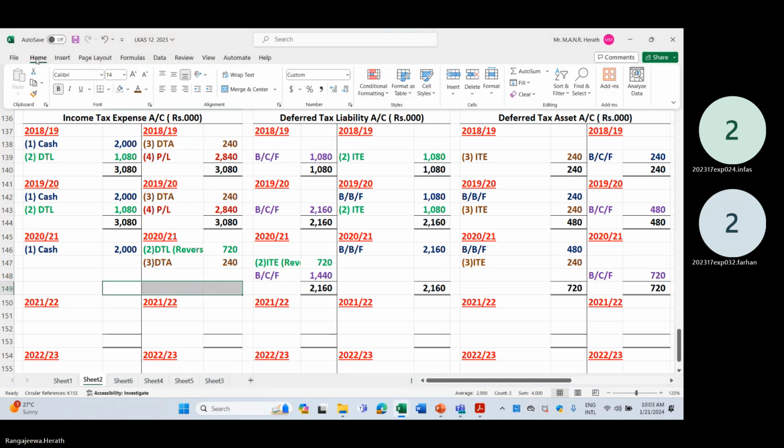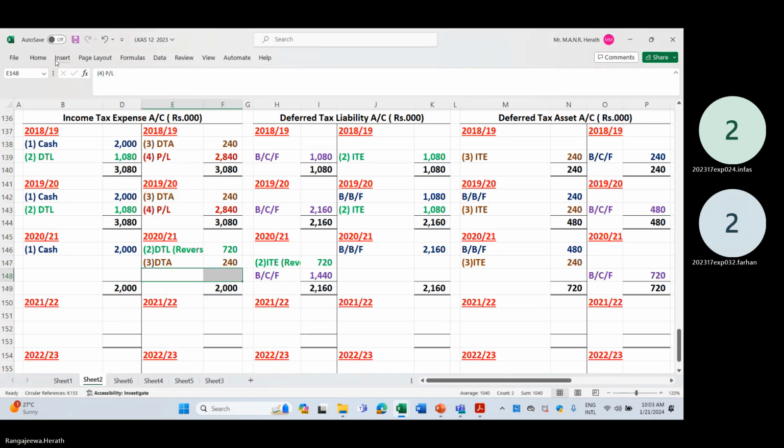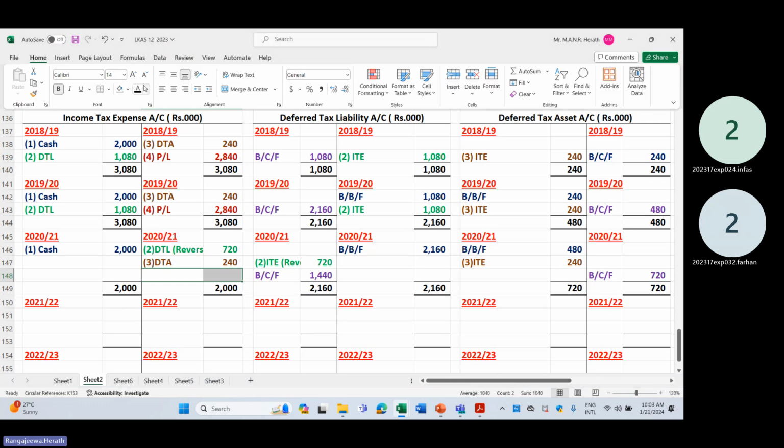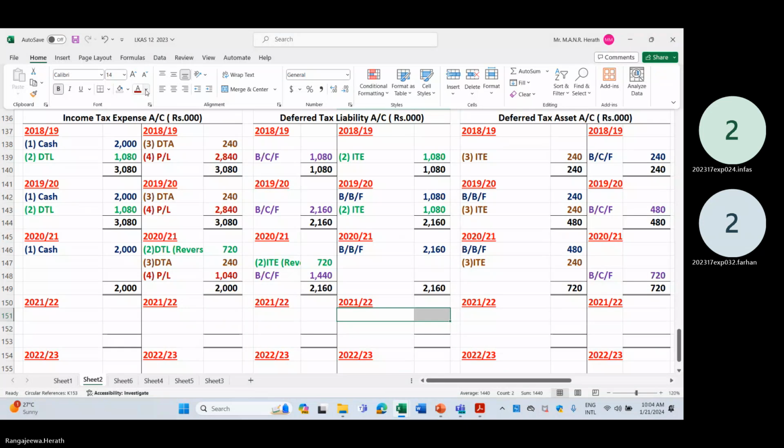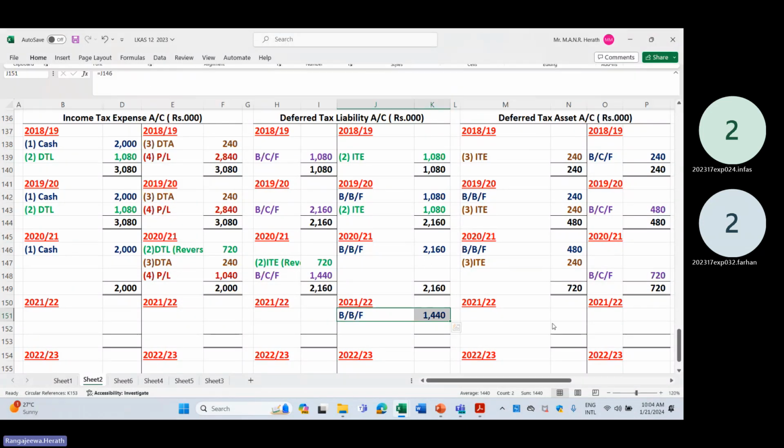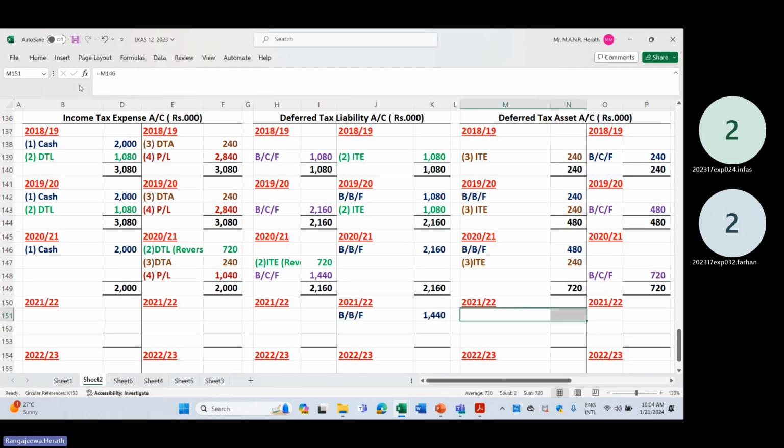So overall the charge to P&L is a much lesser amount, 1040. The cash payment was 2000, but the tax expense is 1040. So deferred tax liability now brought forward balance 1140. Deferred tax asset brought forward balance 720.